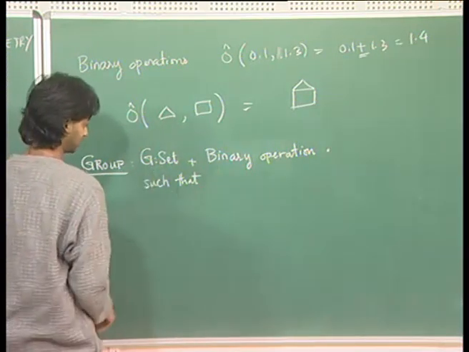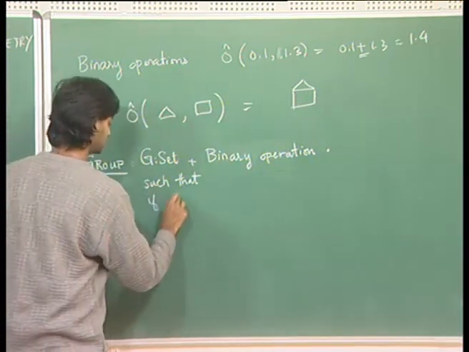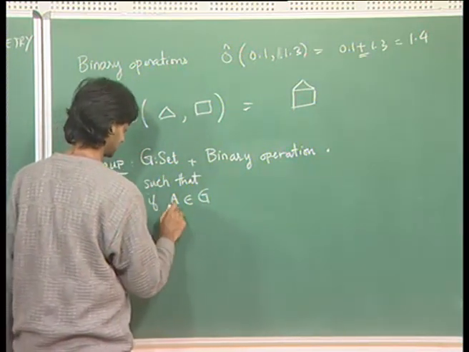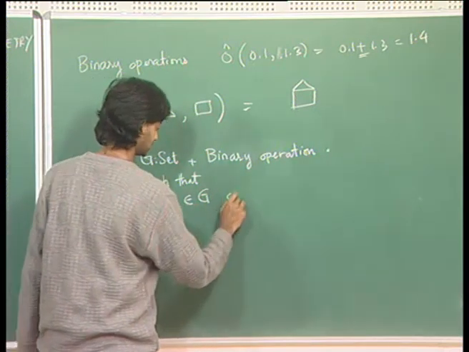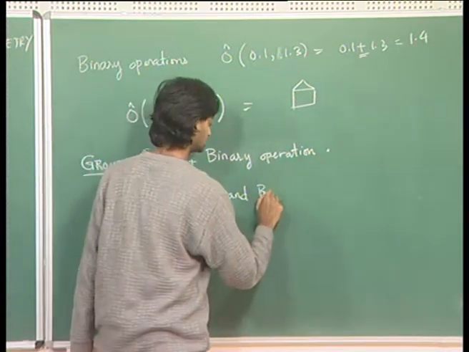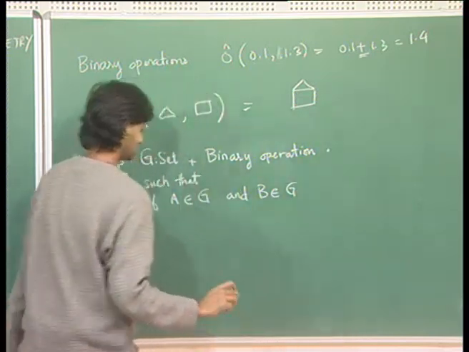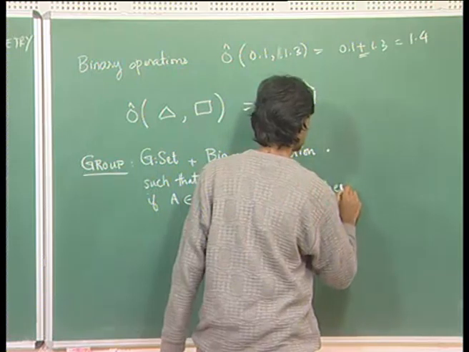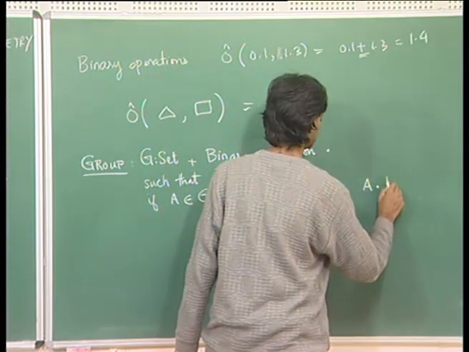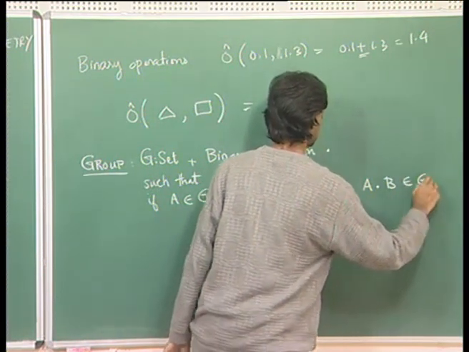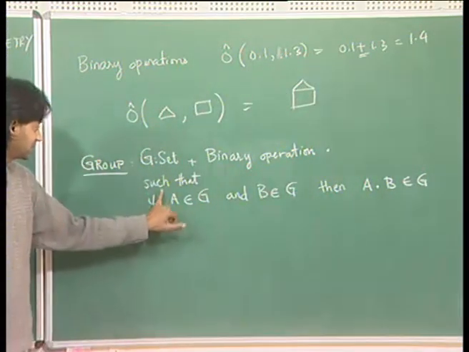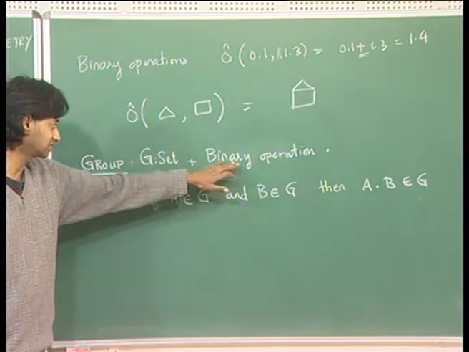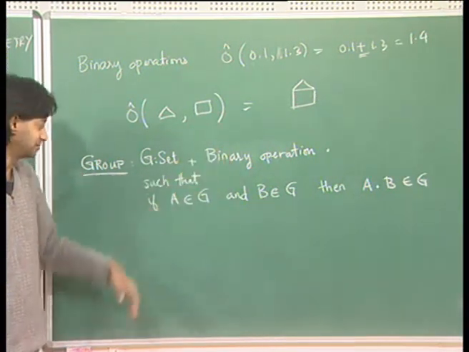This group consists of this set G and this binary operation such that if A and B are contained in G, then A dot B is contained in G. That means you multiply any two elements, or you perform this binary operation. I will just call it multiplication, but it can be any binary operation.